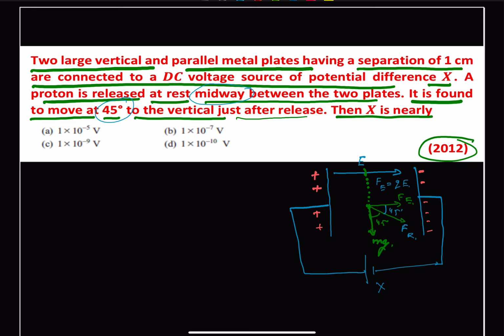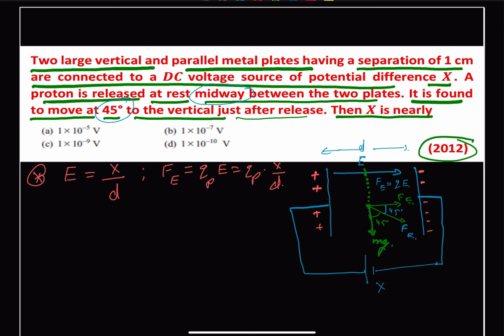And suppose d is the distance between the plates, then we can write that our electric field will be equal to the potential difference, that is X upon d. And from here we can find out the force due to the electric field acting on the proton, which will be equal to Qp multiplied by our electric field. So we can write this as Qp multiplied by X divided by d.